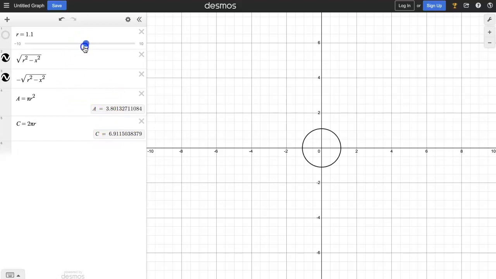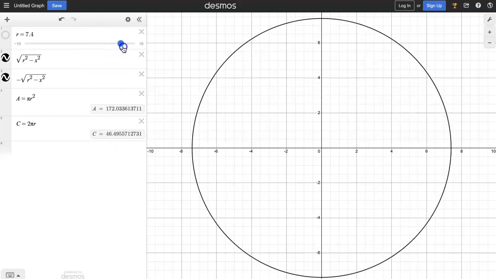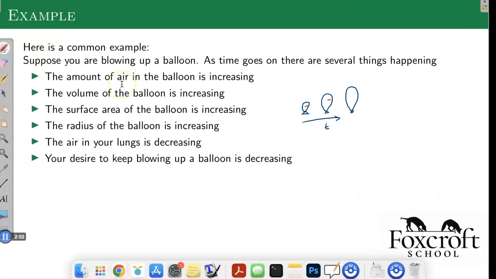But as I increase the radius, you can see they're both changing, because the radius is increasing. And now you can see the area is actually bigger than the circumference, and as we go farther, the area is much bigger than the circumference, so they're changing at different rates. The circumference is slowly increasing while the area is rapidly increasing. They have different rates as they change.